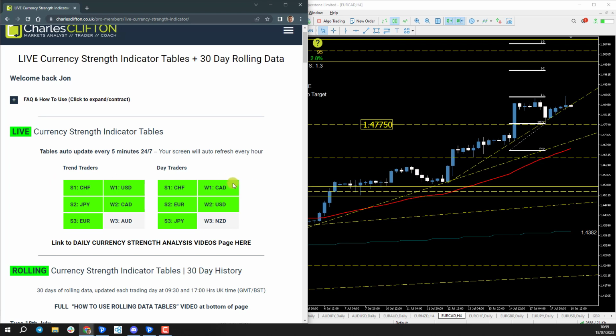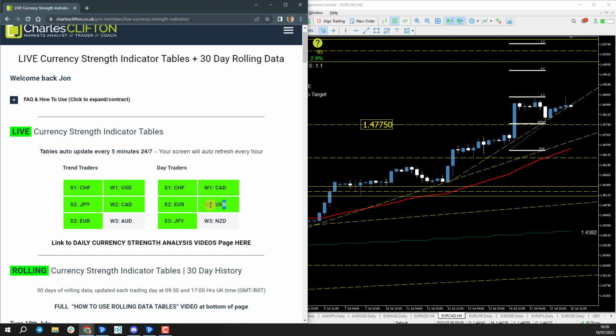Today we're going to be taking a look at our tables. We're going to find out where we should be focusing our attention in today's video. So we can see that CAD Swiss is topping our day traders table. Dollar Swiss remains top of our trend traders. We spoke about these two markets yesterday. That's something we're going to feature again today. We also spoke about Euro CAD in yesterday's video. Now, Euro CAD was a little bit unfortunate, so we'll come on to that one in a second.